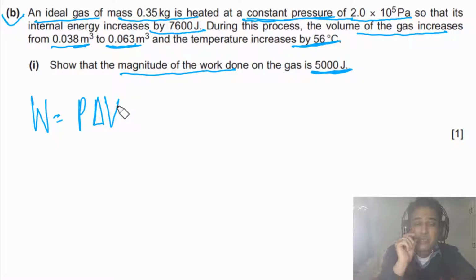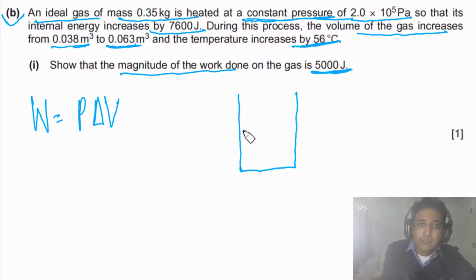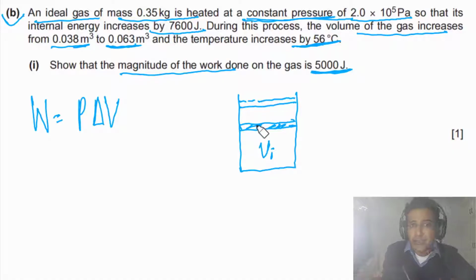You also need to understand that in this case, as volume is increasing, it means work is done by the gas. This is very important. You can also simply imagine this: we have a cylinder, and inside this cylinder we have the gas. This is our initial volume, then the gas expanded to this volume, this is V final. So the gas is expanding, which means work is done by the gas.